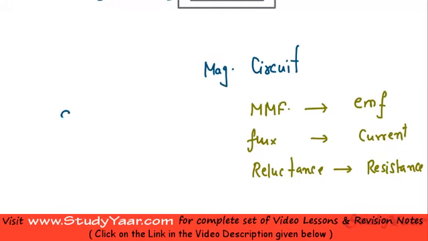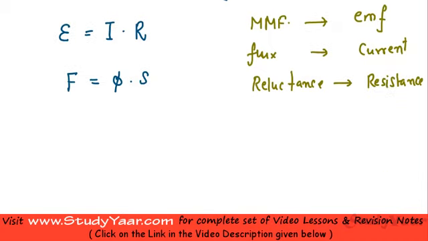Okay, just like EMF across a circuit is given by current flowing in the circuit into the resistance of the circuit, similarly, we have MMF, which is given by F is equal to your flux, which is phi, into the reluctance of your magnetic circuit. Okay, now you also must be knowing MMF due to a current carrying coil is equal to N into I. Okay, where N is the number of turns in your coil and I is the current flowing through that coil.